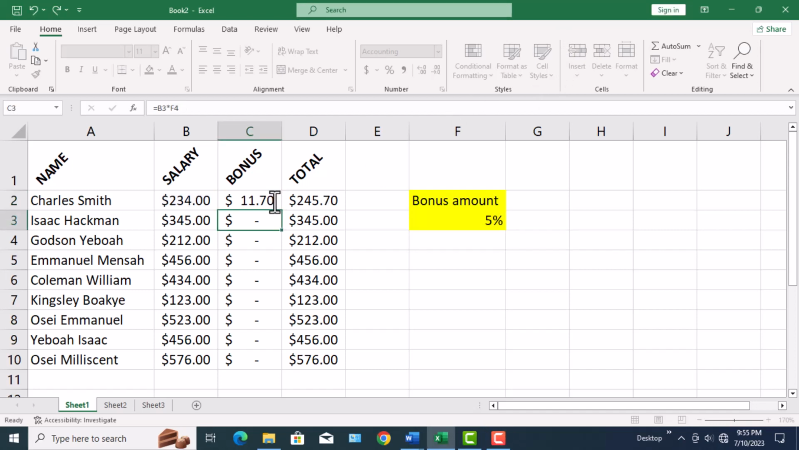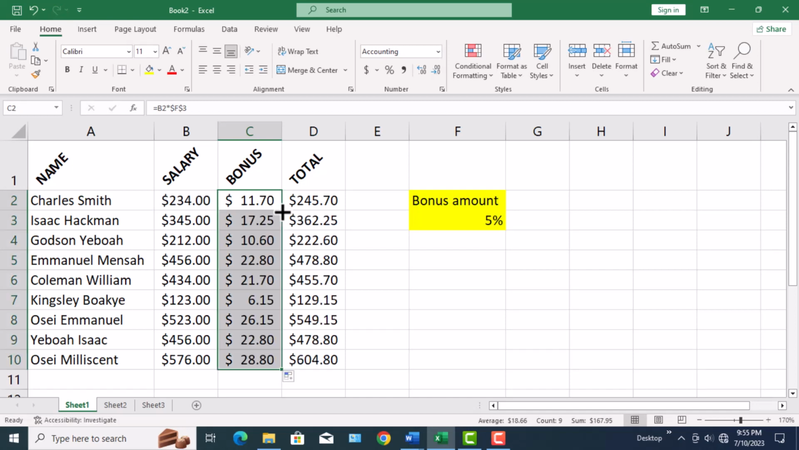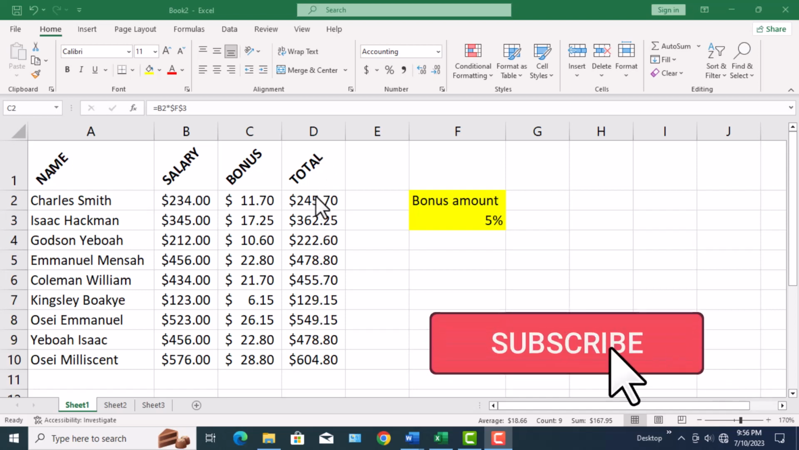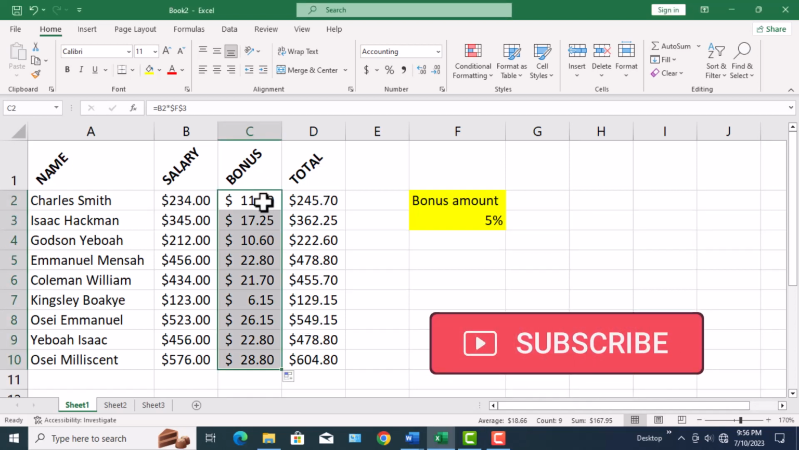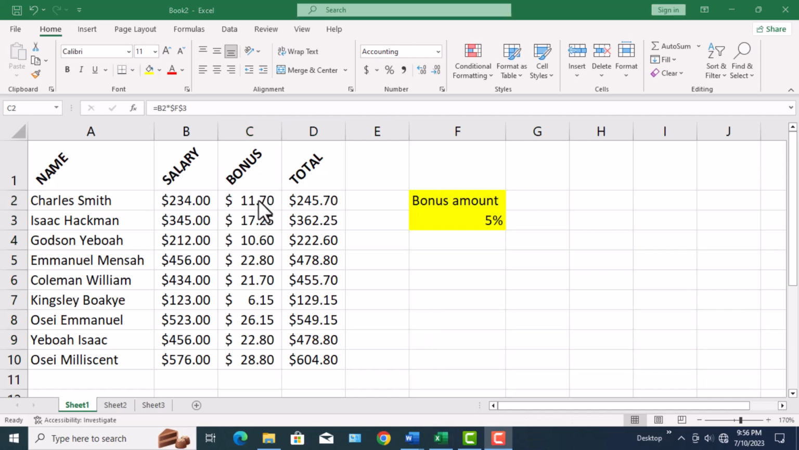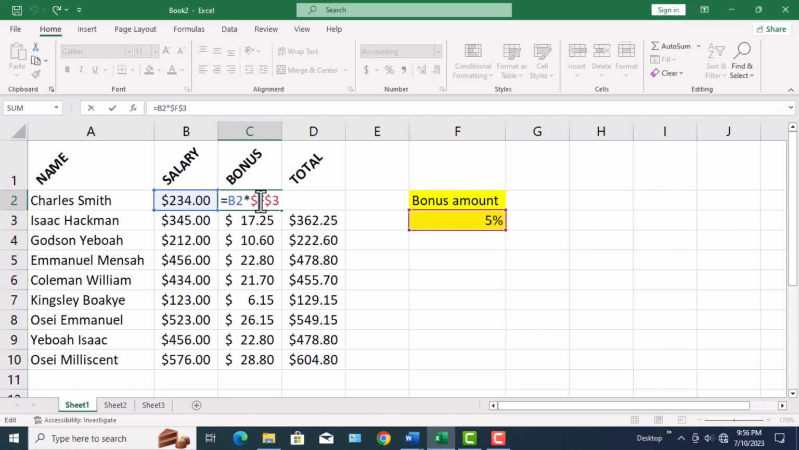Let me hit enter. Now let's replicate this for all the cells. Now we can see that it is working perfectly. So the bonus column here becomes an absolute referencing, whilst the total here becomes a relative referencing. If you want to make a reference absolute, you just have to put the dollar sign before the column and before the row, just like this, to make it an absolute reference.